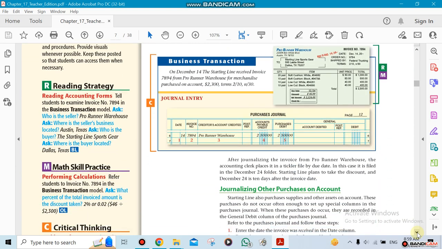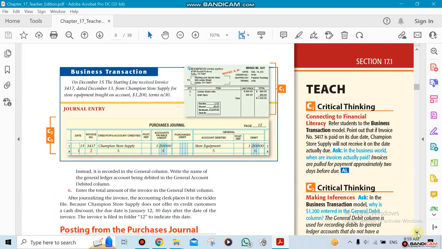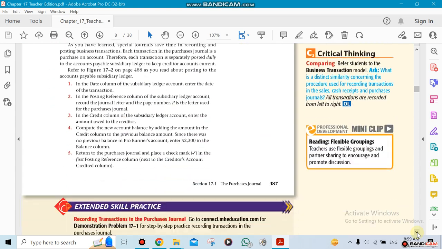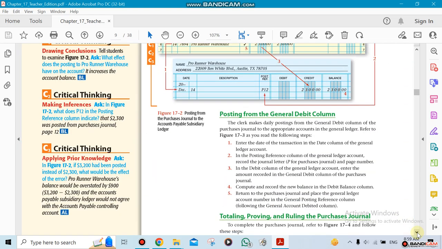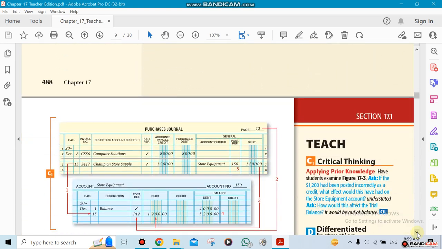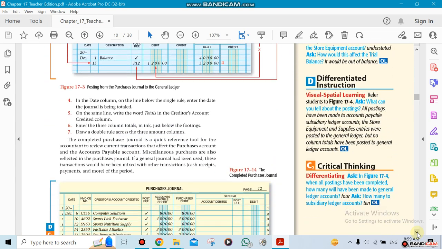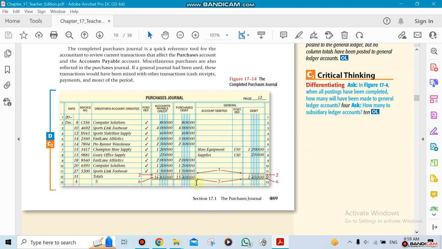I'm going to give you an example of it. I'm going to show you how it's going to look. Let's go further down, and this is how it's going to look. Okay, so that's the purchase journal. You write the name of the companies that you owe money to. And the account payable being credited means you're going to pay them that much money. Purchases is a debit account, so whatever you bought and you need to pay.